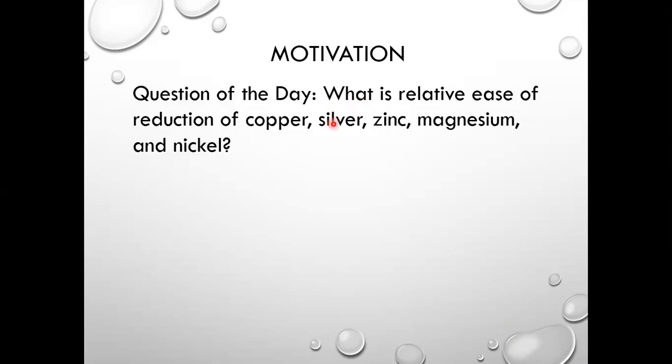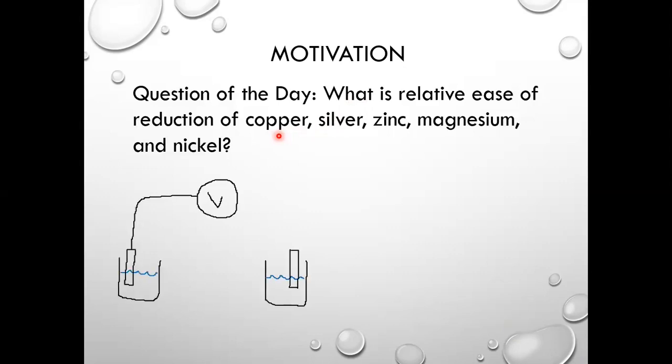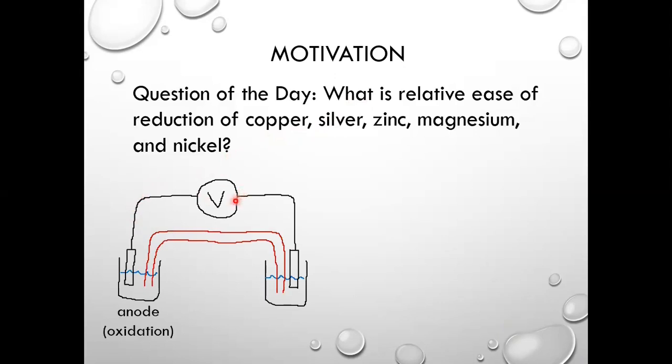So we want to determine the relative ease of reduction of these five elements: copper, silver, zinc, magnesium, and nickel. Of these, which one's the easiest to reduce, which one's the hardest to reduce? We could do so by constructing an electrochemical cell where we'll conduct a redox reaction, but by physically separating the anode, where the oxidation half reaction occurs, from the cathode, where the reduction half reaction occurs. And if we have a spontaneous reaction, the electrons will spontaneously flow from the anode to the cathode. Then we can connect a voltmeter to it, and using that voltmeter, measure the cell potential.